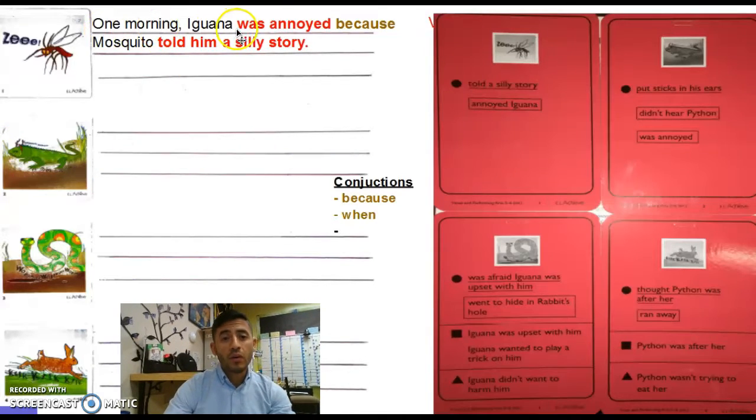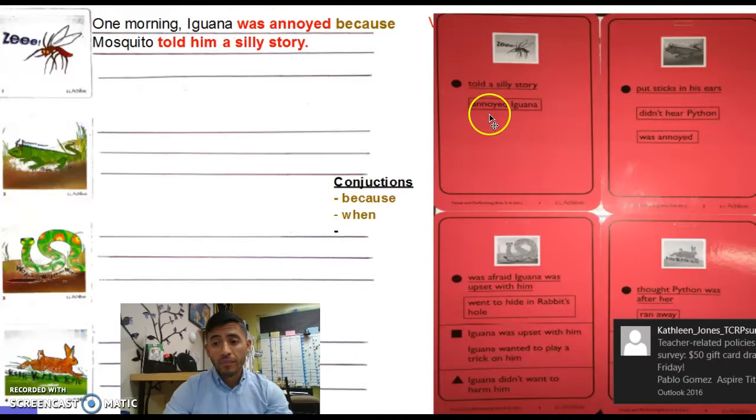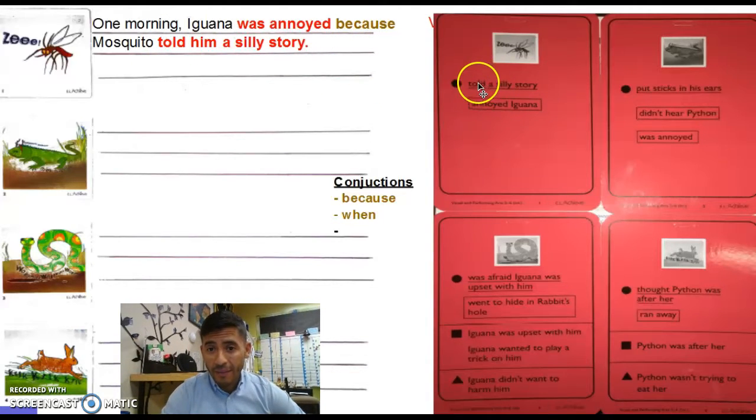One morning, Iguana was annoyed. There's my verb. Because Mosquito told him a silly story. So I'm going to look here. Yeah, I do have my verb, told a silly story. And Iguana was annoyed. Alright, I think I got everything.